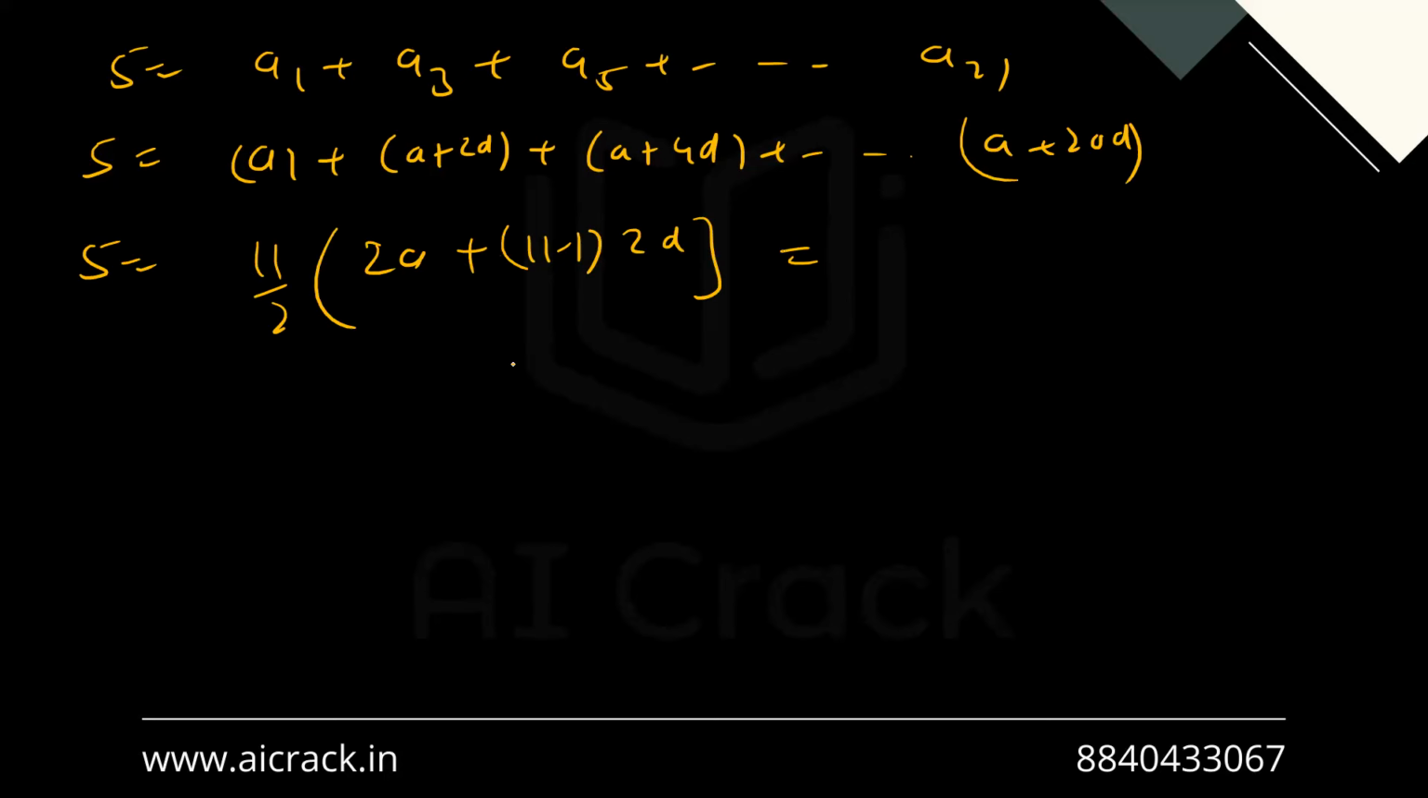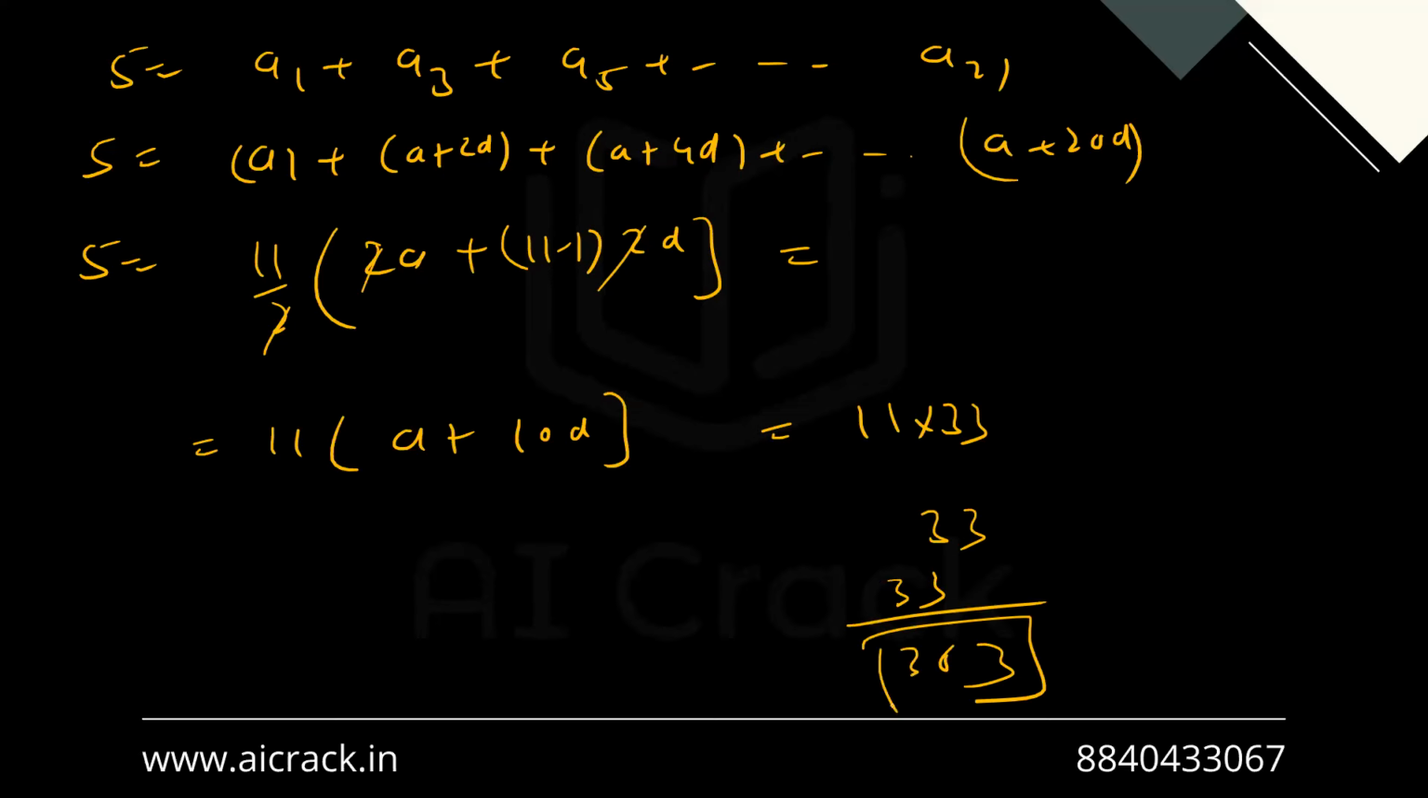Now we have to find out this value, right? So this 2 and this 2 get cancelled out. What we have got: 11 times (A plus 10D). Okay. Now A plus 10D was 33, right? So this becomes 11 into 33. That comes out to be 363 as the answer.